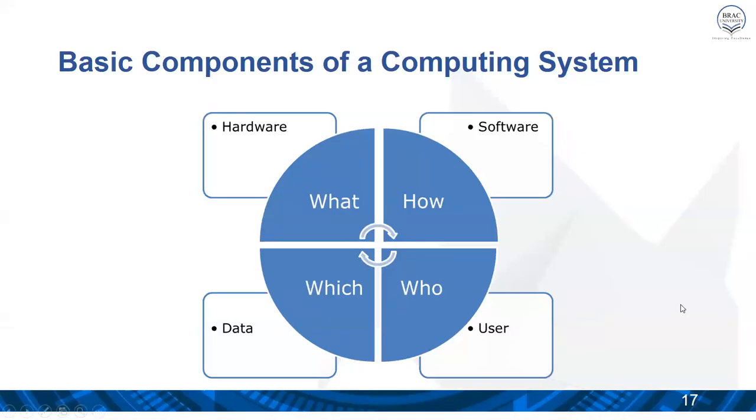Hello everyone. Now we are going to discuss the basic components of a computing system. Figure shows the basic components of a computing system. There are four components of a computing system: hardware, software, user, and data. The physical computer comprises several hardware components like central processing unit CPU, memory unit, input and output units.